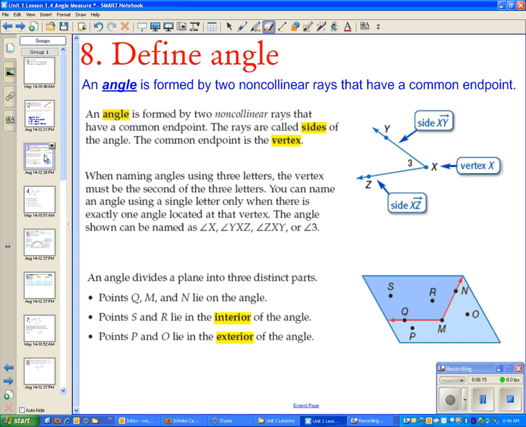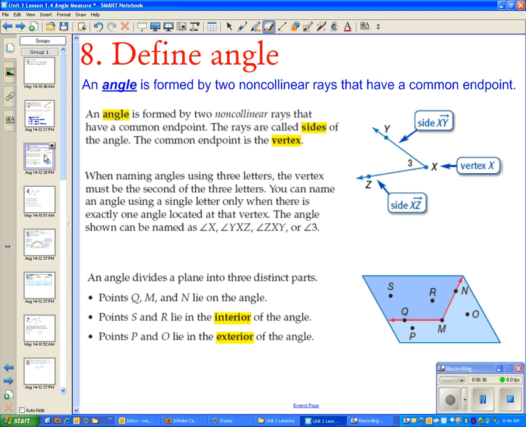Now, some books do not include the word non-collinear. We'll get to that in a minute. But our book does, and so I will too. So that's what I expect you to know, is what I have there in blue. Now, the rays are the sides of the angle, and that common endpoint is called the vertex of the angle.